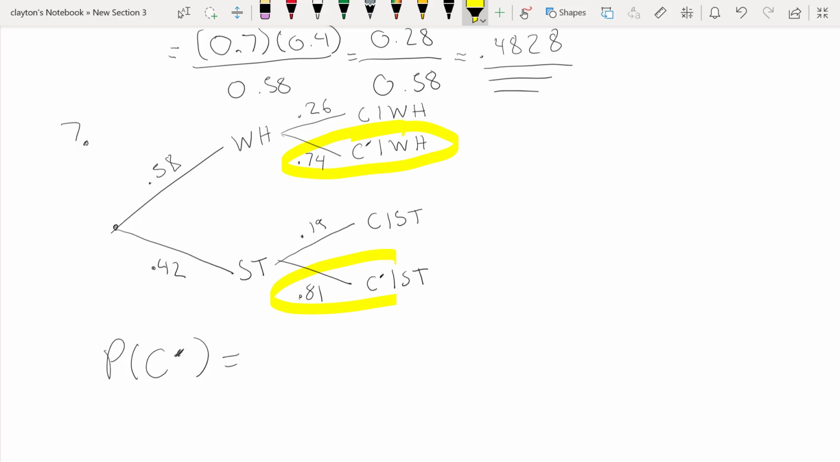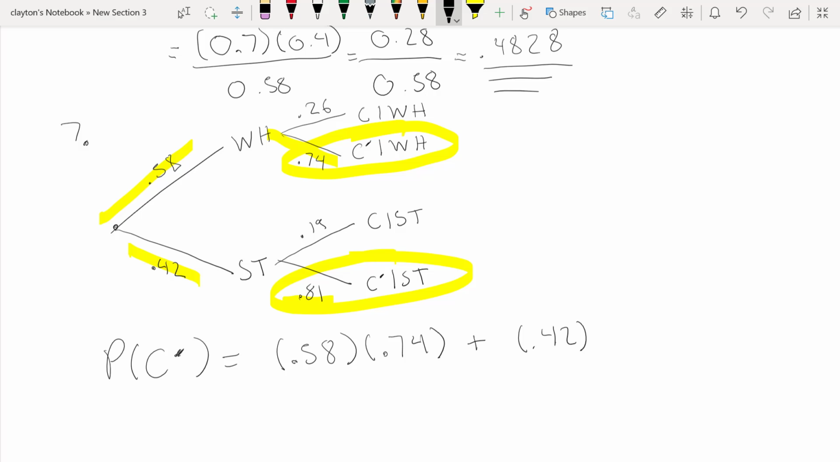Let's go look at every branch that has no coupon. We have this one, we have this one. And so now we're just going to travel down the branch that we want to find the no coupon. If we're in West Hall, there's a 58% chance we live in West Hall, and a 74% chance we didn't get the coupon if we're in West Hall. And there's a 42% chance that we live in South Tower, and an 81% chance if we're living in South Tower, we don't get that coupon.